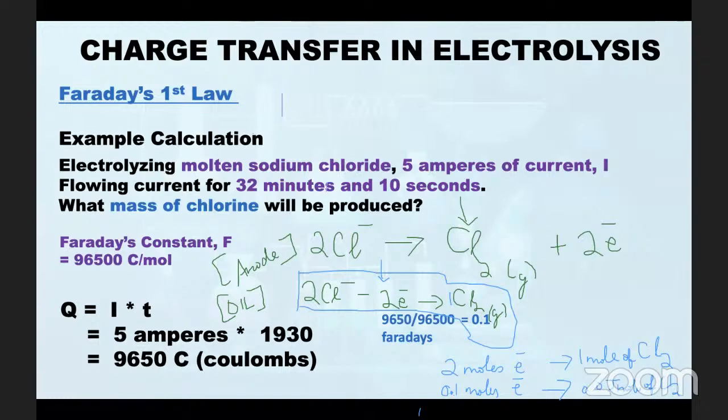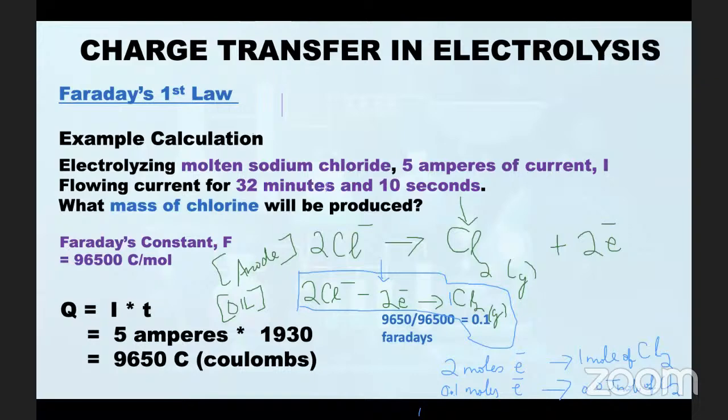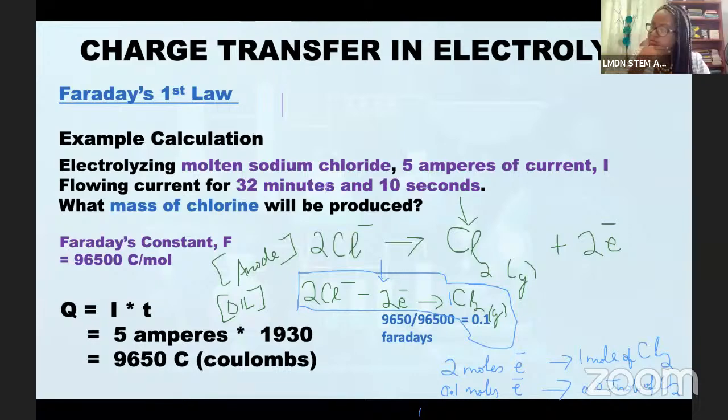Yes, for some reason I have 0.025. Wait, let me think about this. So wait, what did you get, Aquila? What were you saying that you got? 0.025. All right, let's think about this. 2 moles would give you 1 mole.